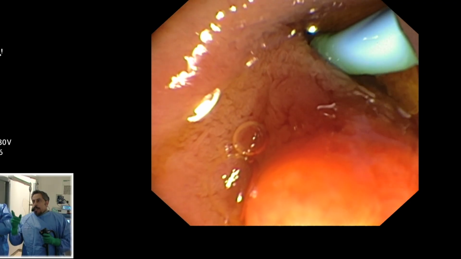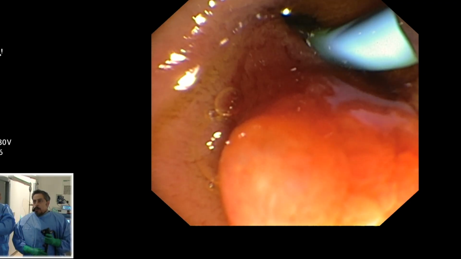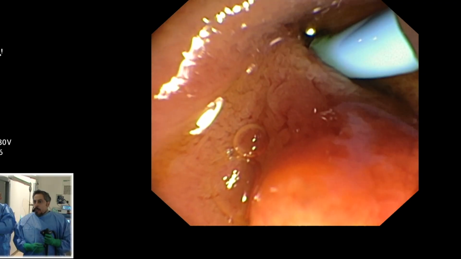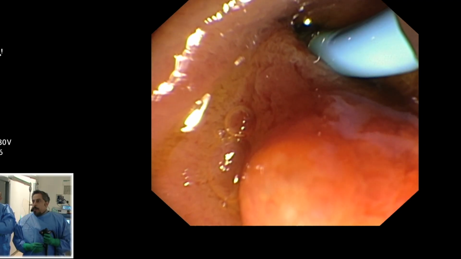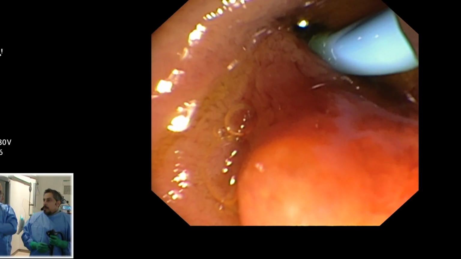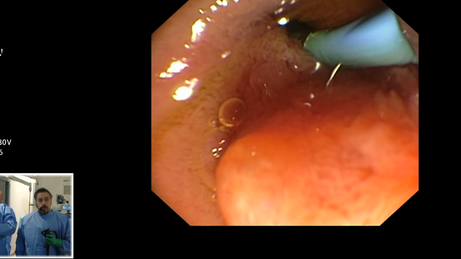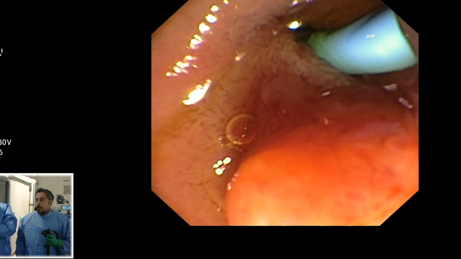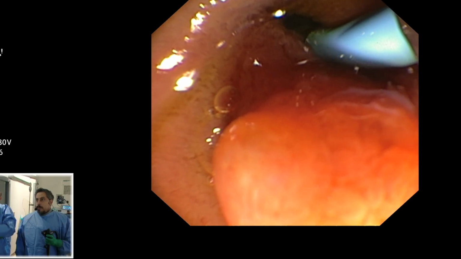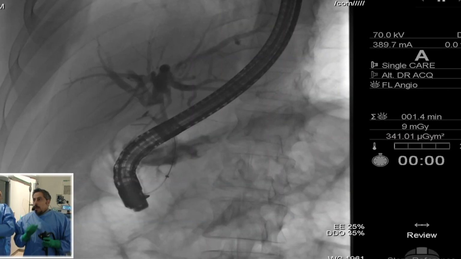So, can we see the cholangiogram? Do you see the cholangiogram? Can we have the fluoro, please? So, we don't have the fluoro. Can we share the fluoro image, please? Yeah, okay. We want to shift to the fluoro. Okay. Yes, okay. You see it?